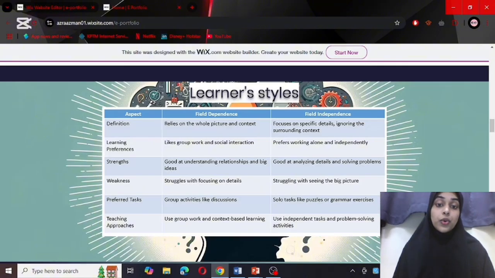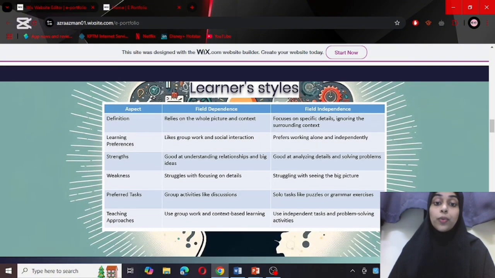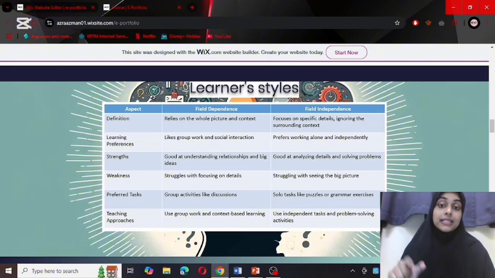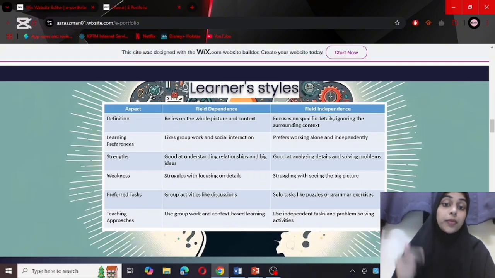Learners who are field dependent rely heavily on the whole picture and also context to understand information. They prefer group work and thrive in social environments where interaction and also collaboration are emphasized. Their key strength is understanding relationships and grasping big ideas, making them excellent at tasks that require seeing how concepts are interconnected. However, their weakness lies in struggling with details. They may find it difficult to focus on specific parts of a task or problem. These learners perform best with group activities such as discussions, brainstorming, or project-based tasks where the context is clear and shared.